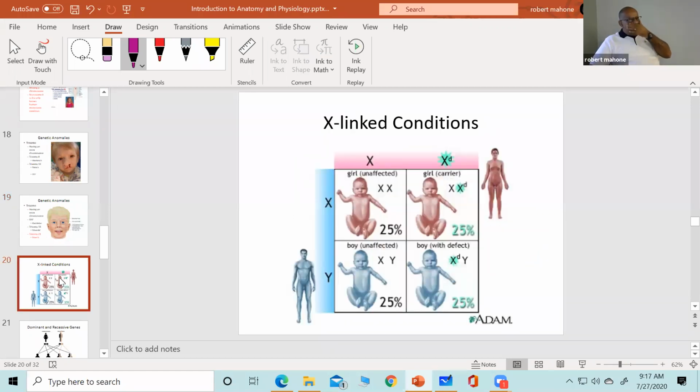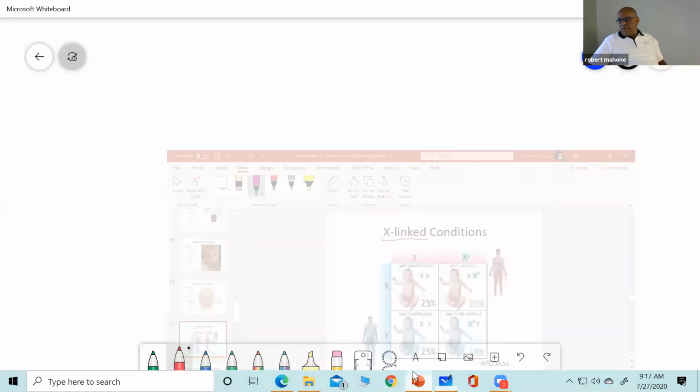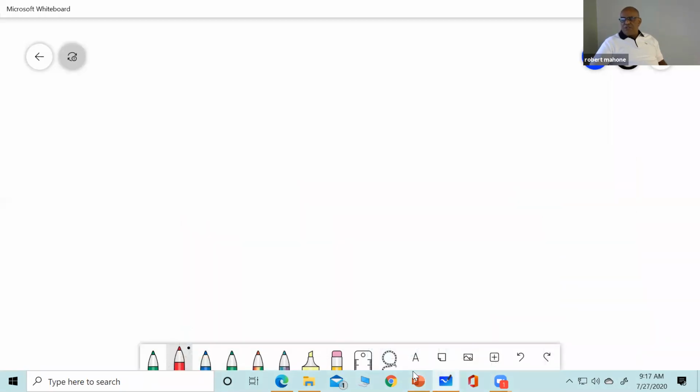Okay, now we need to talk for just a second about those conditions we refer to as being X-linked, which means that they are linked to the X chromosome. And what does that mean? And why is that significant?